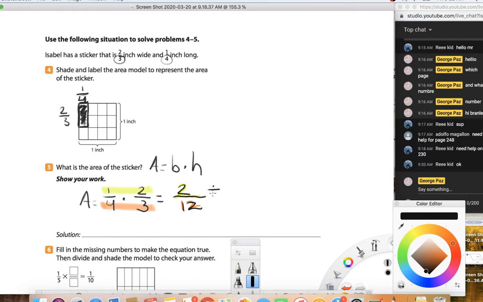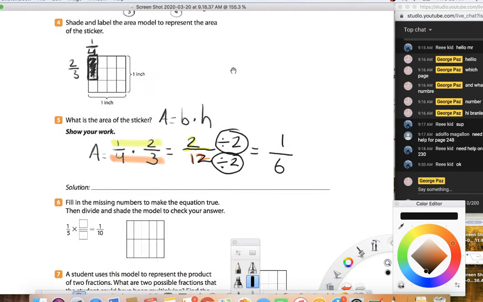So both of these numbers, you would simplify it by dividing by 2 on both sides. 2 divided by 2 is 1. 12 divided by 2 is 6. So when you simplify it, it also works. But that would be your answer. I'll explain why that works later on. But that would be for part number 5.